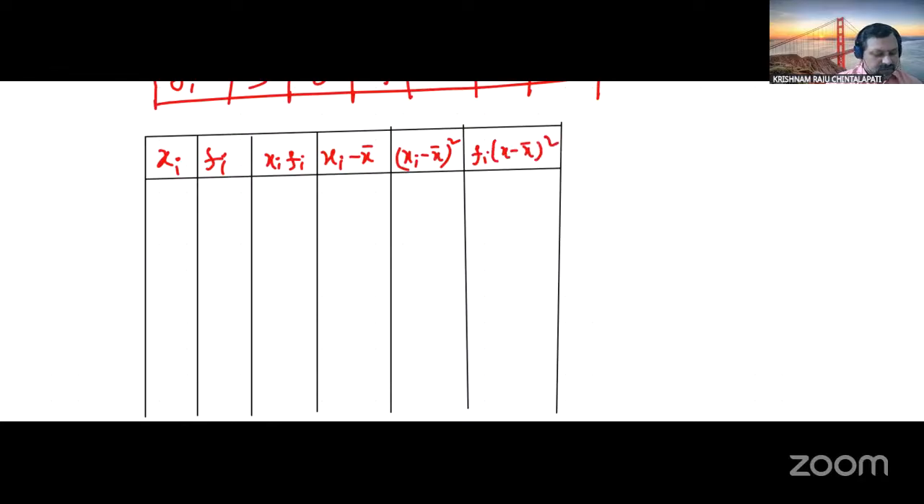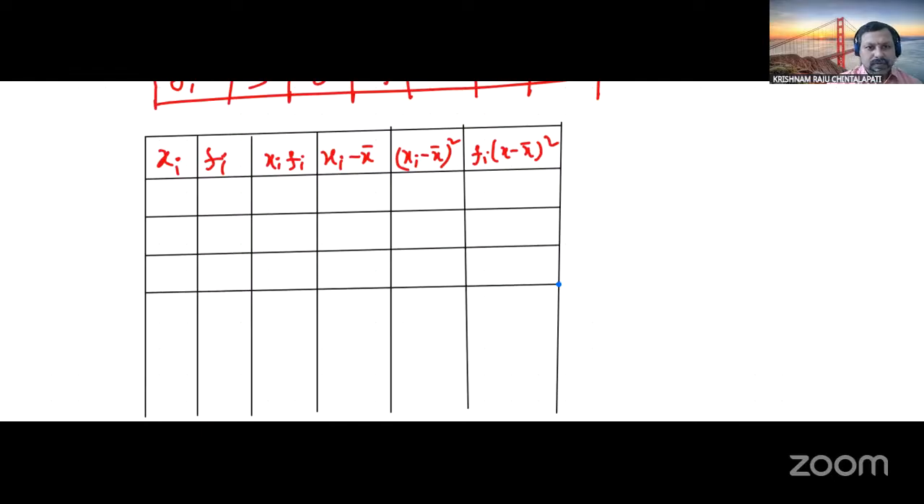So total how many frequencies? 1, 2, 3, 4, 5, 6, 7. So take 7 rows. Okay, 1, 2, 3, 4, 5, 6.